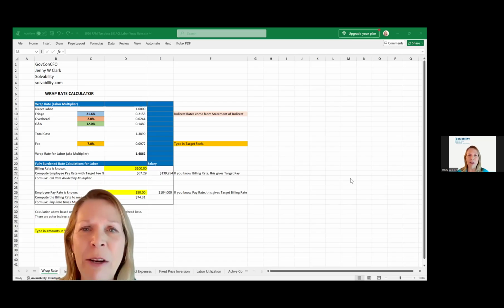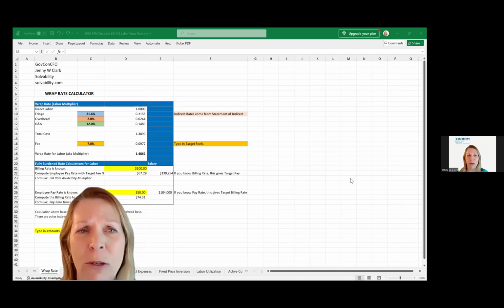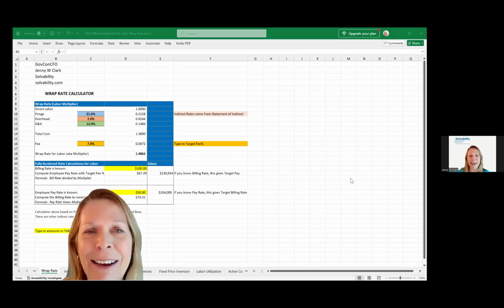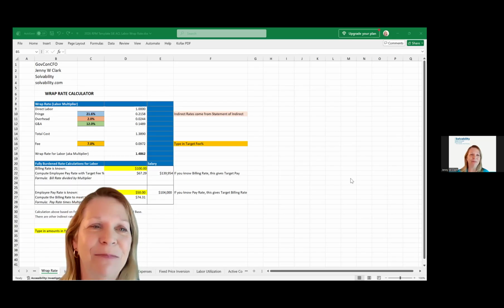Okay, so what I've got in front of us on the very first spreadsheet is called the wrap rate calculator. Wrap rate. There are so many different names for wrap rates. They call them fully burdened rates, multipliers, fully burdened labor, loaded labor, all kinds of things. And it's just like the terms on-site and off-site. I don't know if you've ever been in a room and somebody says off-site, somebody else says on-site, and they're talking about, is that working in a government facility or is that working in our offices? You've got to get that terminology straight in your organization because it's not universal, honestly.